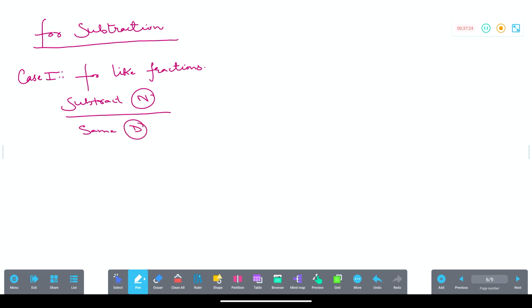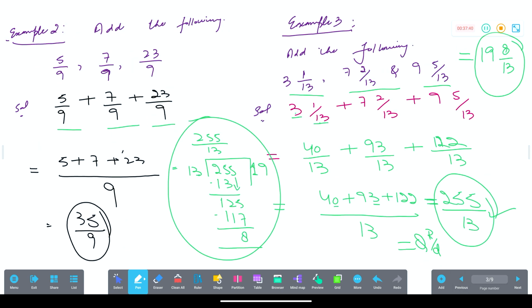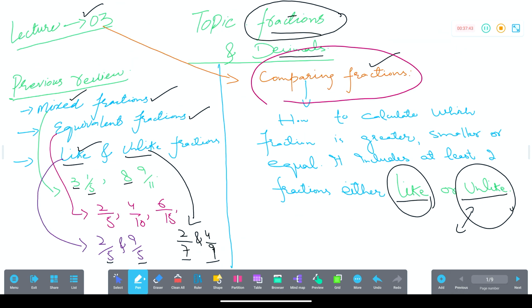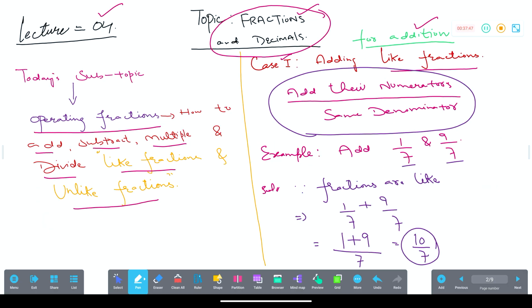Now we'll take an example here. Let me consider the same example that we have done in the previous slide, the first slide where we carried on the addition of fractions. What example did I take here? Example first: add 1 by 7 and 9 by 7. So let me carry on with the same example here.